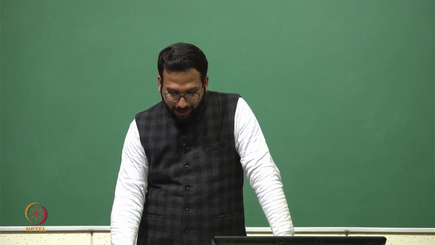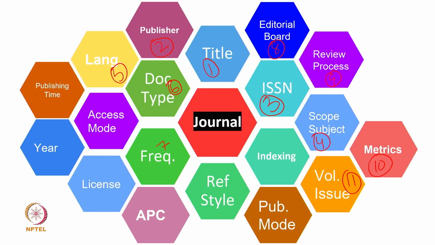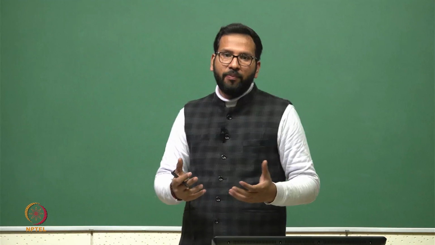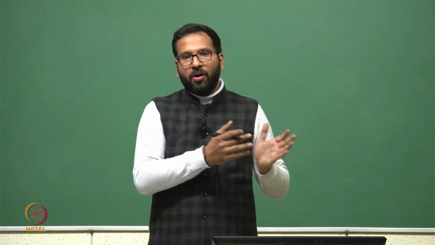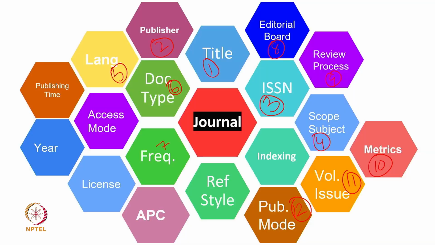Then the 12th attribute of a journal is the publication mode. This attribute describes whether the journal publishes in an online mode, a print mode, or both. If a journal publishes in both modes, it will have 2 ISSN numbers, one for the online one and another for the print one.